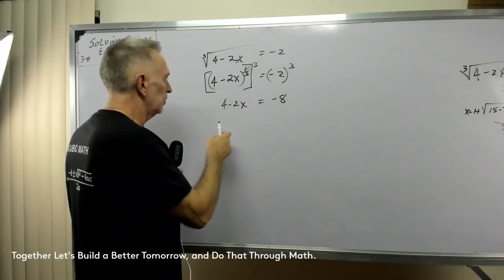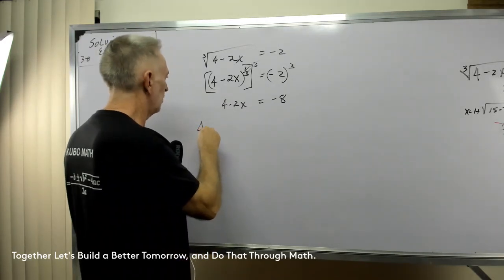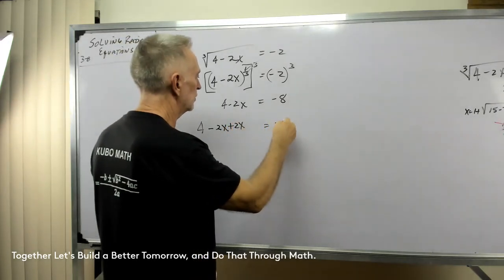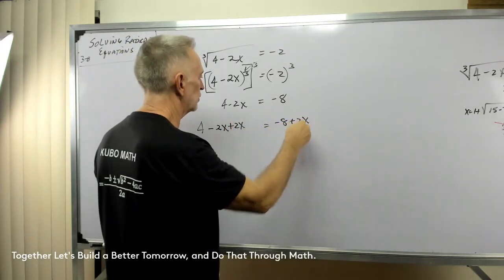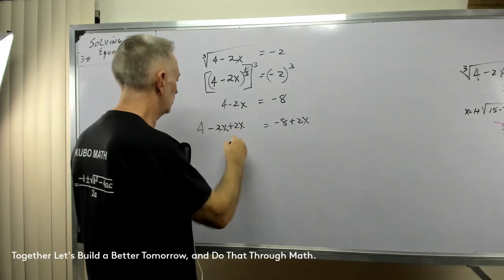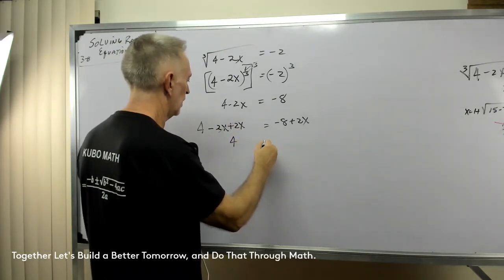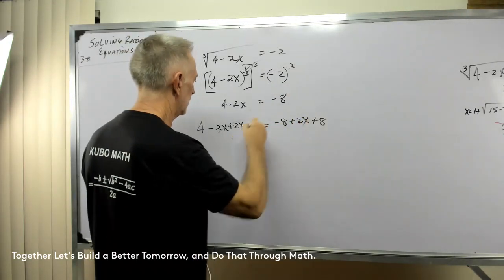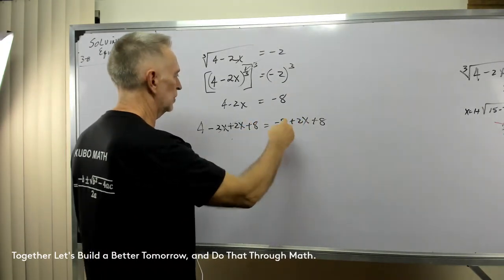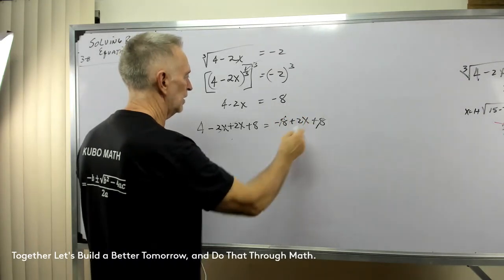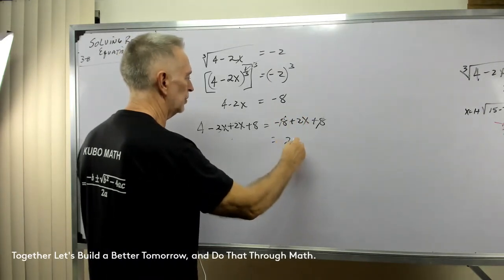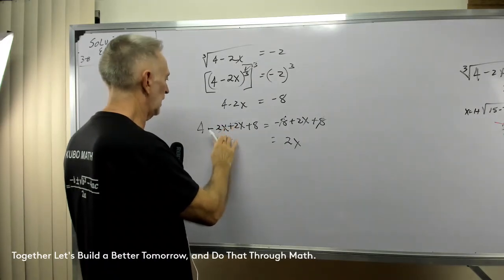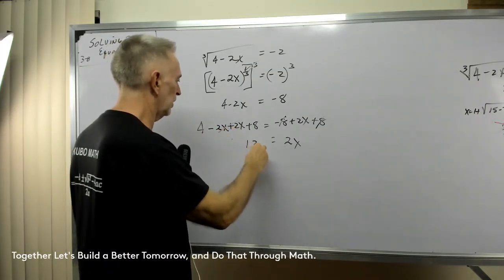Okay, what can we do here? So we have 4 minus 2x plus 2x. So negative 8 plus 2x. These cancel, so that gives me 4. Well, I'll tell you what, before I do that, let me just add 8 to both sides also. So negative 8, positive 8 cancel. I end up with the 2x. And this 2x cancel. So 4 plus 8 is 12.